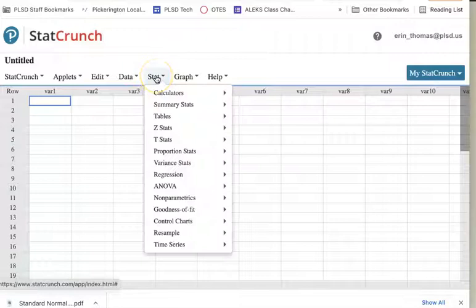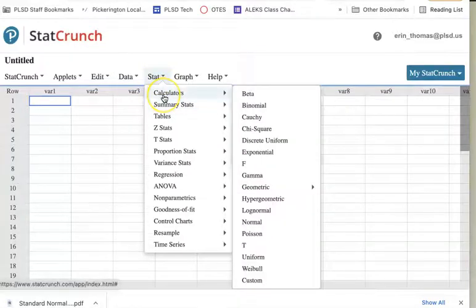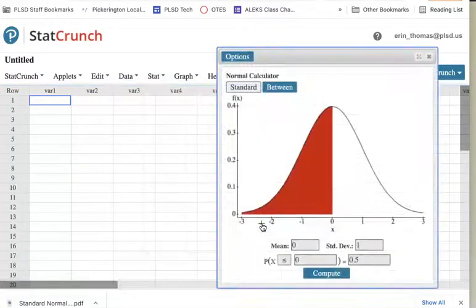I select stat, and I go down to normal. Why can I not find normal? Oh, calculators first. That's why. I'm like, why can I not find normal? Because I'm not on calculators. So stat, calculators, and then find normal. There it is down here. It's in alpha order there, almost.